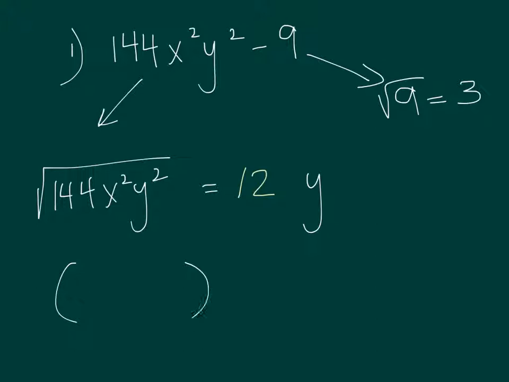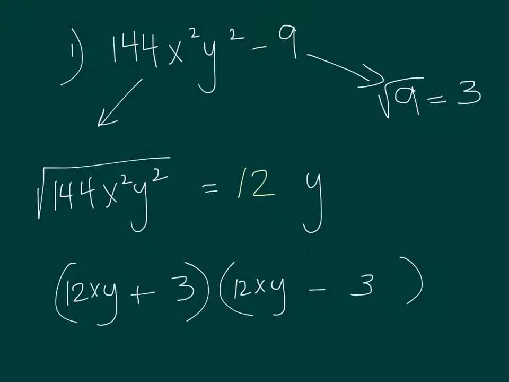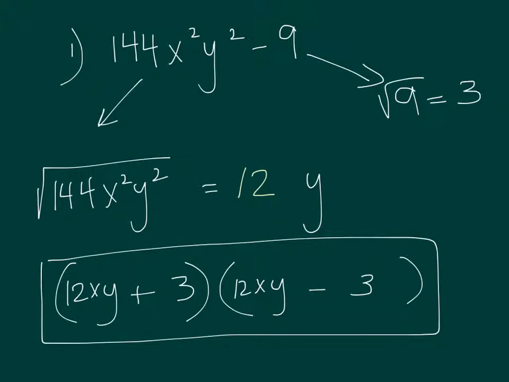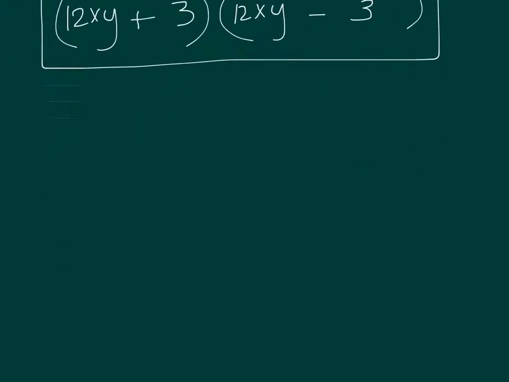So your first one is going to have a 12xy, and your second number is going to be a 3. One's going to be plus, one's going to be negative, and this is how you factor difference of two squares. I'd like to do one more with you.